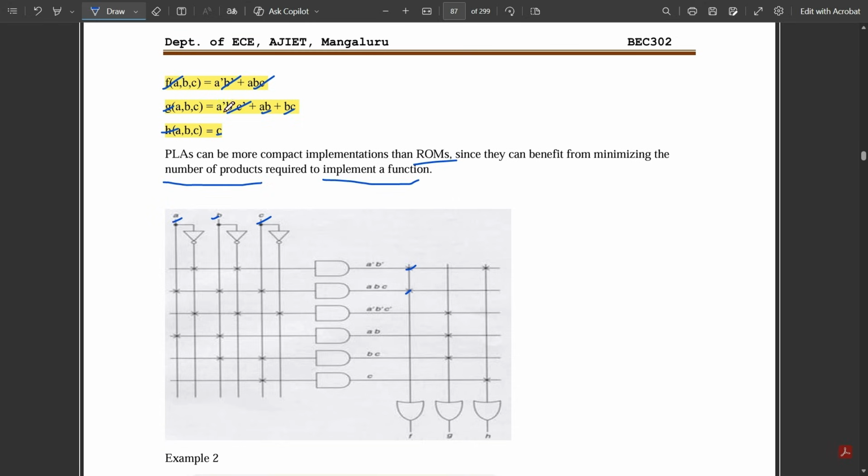Similarly for G, it is A dash B dash C dash, AB and BC, right? You give the connections here: A dash B dash C dash, AB and BC, then connect it to this G here. Then for H of ABC, it is C only. Okay, so there is only one cross mark here and it is given to H. Like this, the structure is to be drawn for the programmable logic array for the given functions. Okay, hope this is clear how you need to be drawing it.